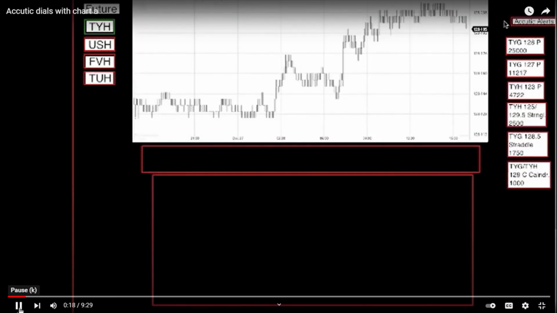So clicking on the alerts renders drop-down boxes showing active options exercisable into the March futures contract. They are sorted by volume, so we have a Feb 28 put most active, traded 25,000, Feb 27 puts traded 11,217, March 23 puts have traded 4,722, the March 25, 29 and a half strangle traded 2,500 times.